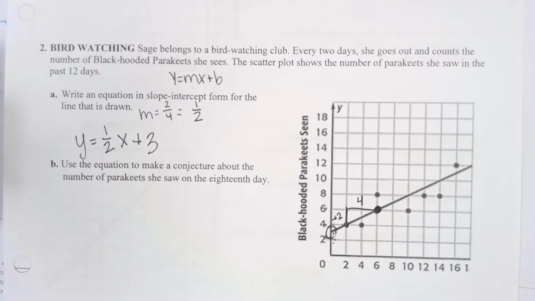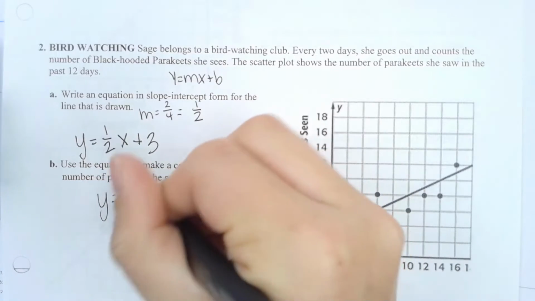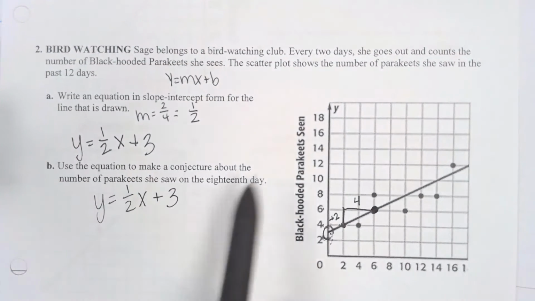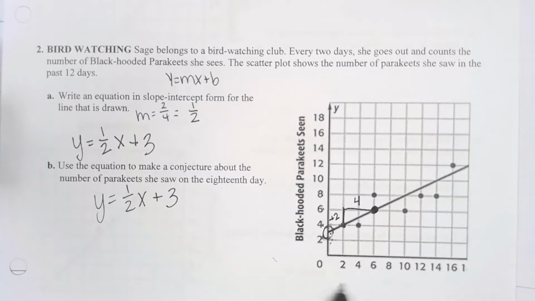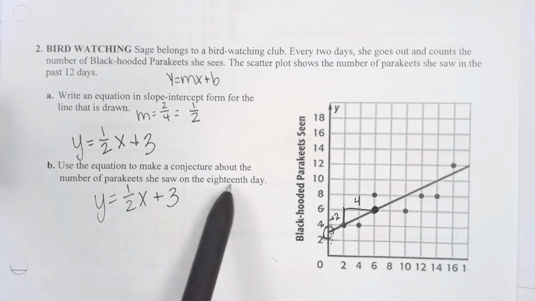All right, so now we are going to use our equation to make a conjecture about the number of parakeets she saw on the 18th day. So if we're using our equation, and I'm trying to figure out how many parakeets she saw on the 18th day. Well, the x-axis down here is representing the number of days. So I'm trying to figure out how many parakeets she saw on the 18th day.